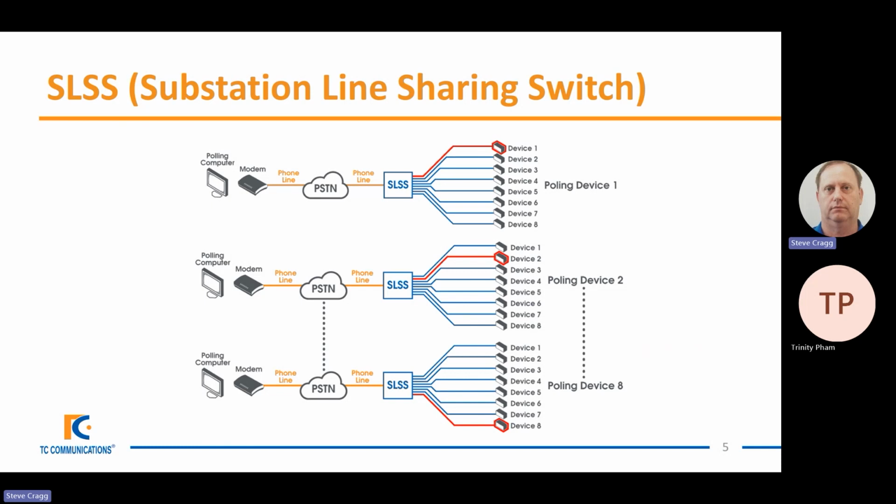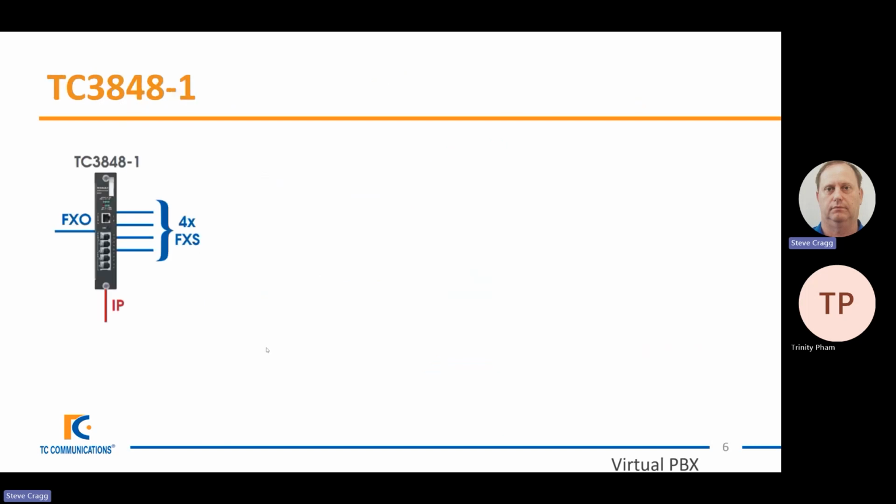Now that's all well and good. The original manufacturers of SLSS have long since ceased making such a device. And so people have come to us and said, do you have an alternative? And we do. And the alternative we provide here is the TC3848-1. Now, this is part of our jumbo switch line. It comes with 5 ports, a single FXO port that will be connecting to the line, and I'll show you how to connect it later on, and 4 FXS ports.